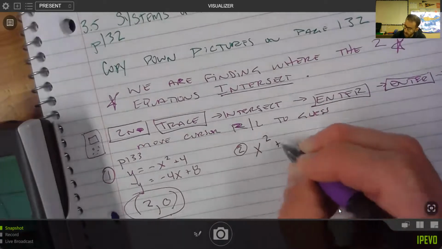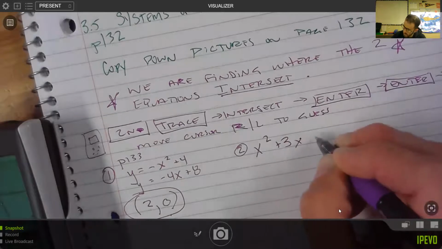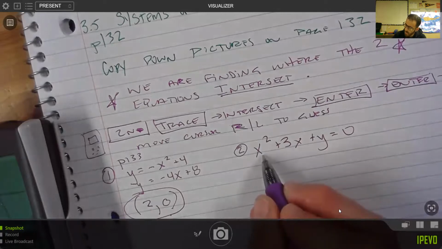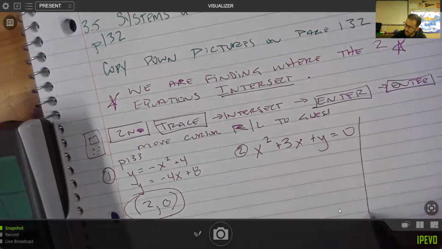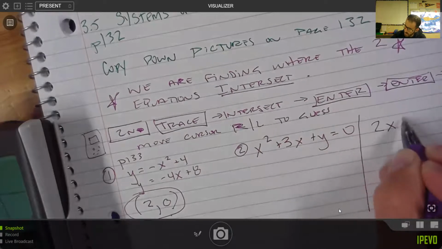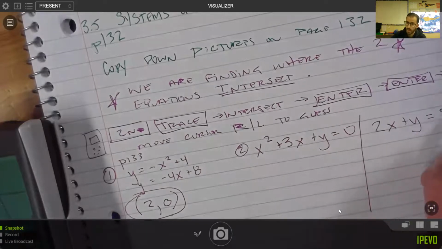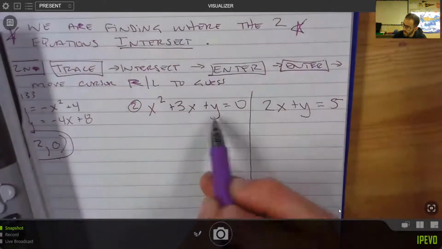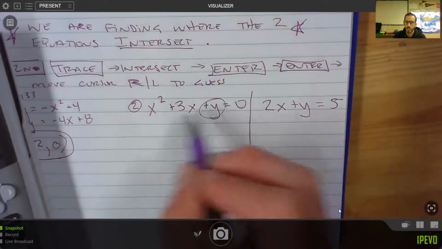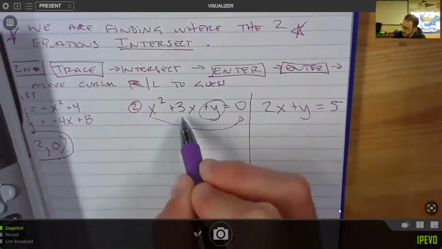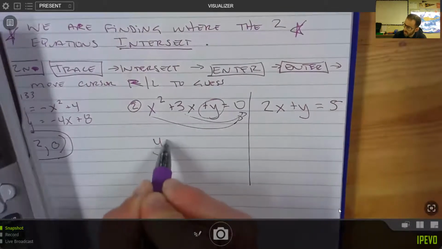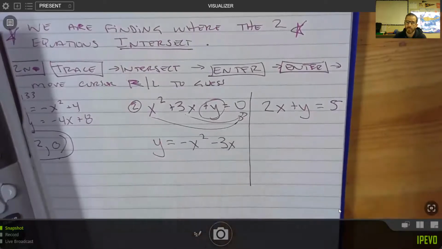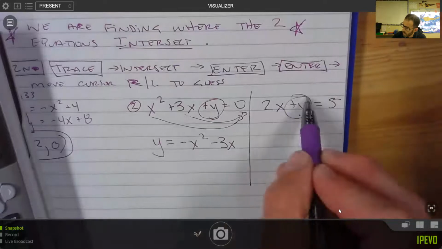All right, let's do number 2 together. We have to write it down. Oh, but there's another wrinkle in here. We need to solve for y. So I'm going to give myself some space underneath. Here's the second equation they give us. Okay, so number 2 on page 133. We need to get y by itself, but we want it to be positive y. So let's move the x squared and the 3x over to the other side. So y equals, take away x squared to both sides, take away 3x. Okay, that's one equation. We want to leave the y alone.